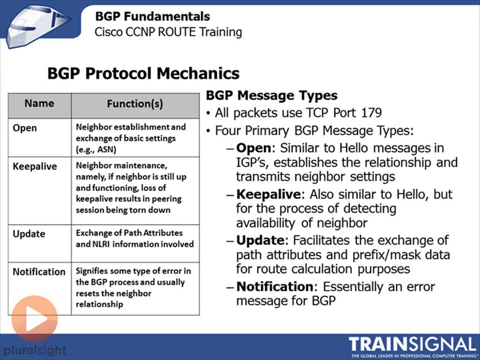And then there's notification. Notification is an error message. If everything's functioning as it should be, you shouldn't see notification messages. It should be a matter of seeing keep alive, update, and open messages if the relationship is being established. But these are the 4 primary message types used in Border Gateway Protocol.